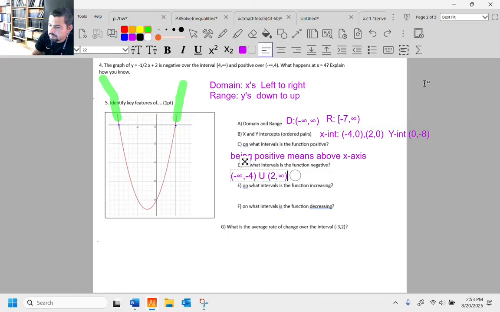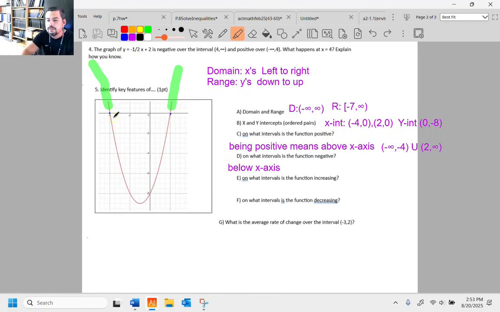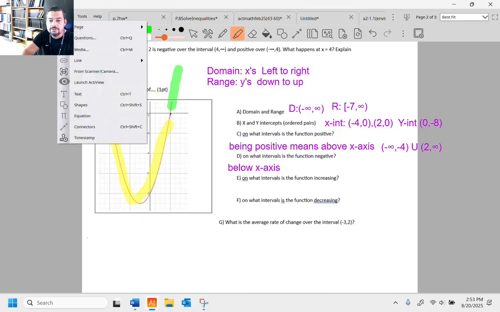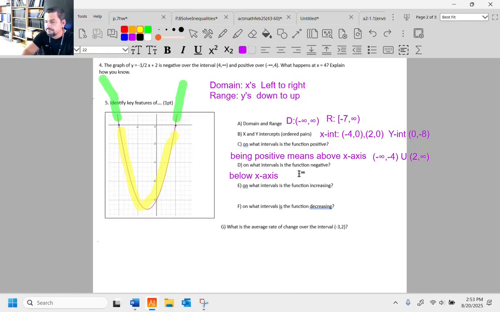All right, on what intervals is the function increasing? Oh, that's in the wrong spot. That needs to go up here. I completely missed this one. On what intervals is the function negative? That means I am below the x-axis. And that is going to be this. And hopefully you can see that this starts happening when x is just to the right of -4, and it stops when x is just to the left of +2. So it's an easy interval to write, from -4 all the way to 2.